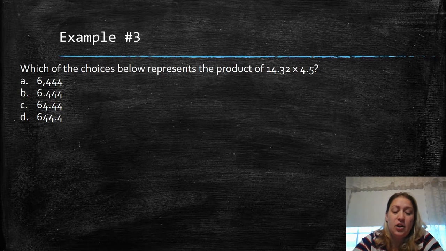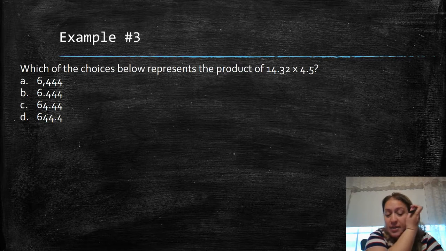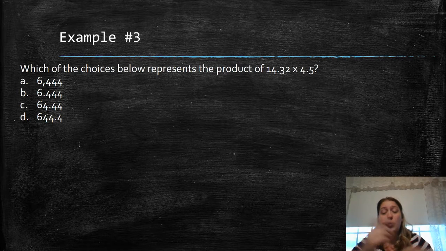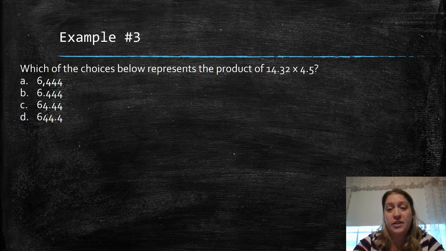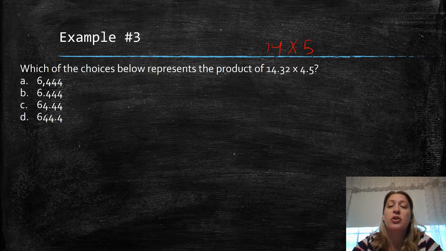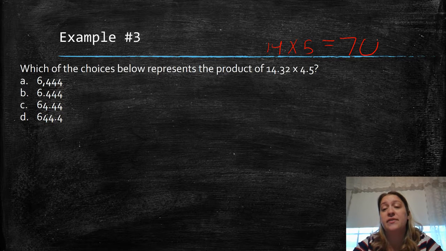So let's first consider which of these answers is the most reasonable. To determine this, let's approximate a whole number for each factor. So we know that 14 3/10 is closest to 14, and 4 5/10 is closest to 5. And if I multiply 14 times 5, I'm going to get an answer of 70.